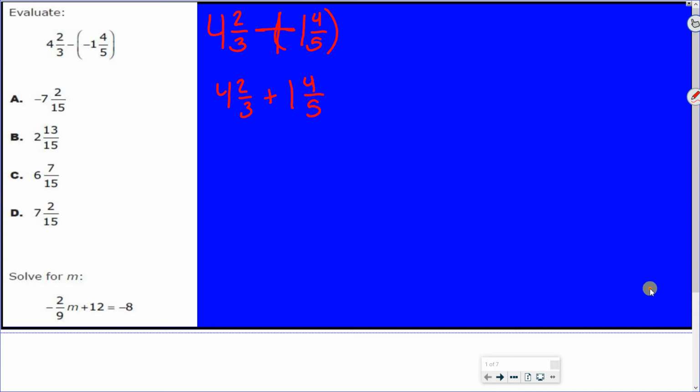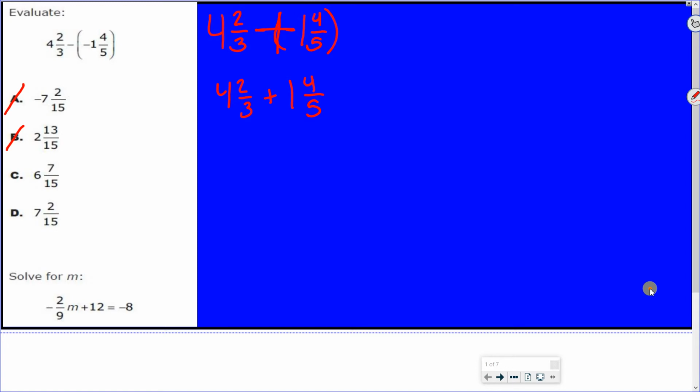Now, remember what I told you before we even solve the problem, we can sit here and start eliminating some choices. What's 4 plus 1? It's 5. So it can't be A and it can't be B because both of those are less than 5. And it definitely can't be the negative 7 2/15 because 4 plus 1 is a positive number. It's not going to be negative. So that leaves us C and D.